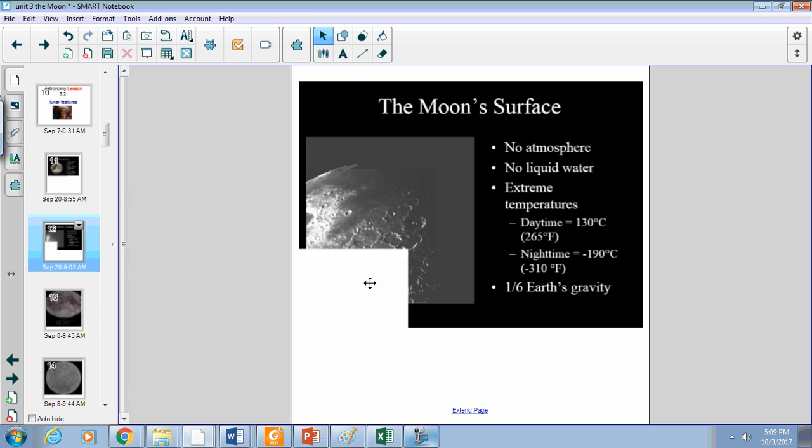And the moon has roughly 1/6 of Earth's gravity. So in other words, the acceleration of gravity on the moon is less. That's why when you look at videos of people on the moon, it looks like they are kind of floating in their jumps. That's because the acceleration of gravity there is less.